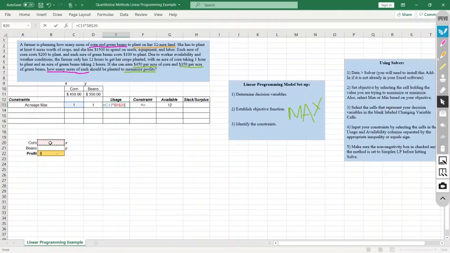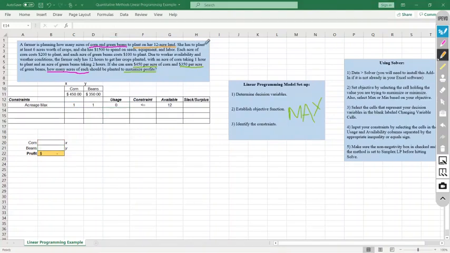So that gives me the corn usage, and then I want to do the same for beans. So I take my coefficient and I multiply it by the variable, which again I'm going to set in stone because I'm going to keep referencing B21 every time I'm talking about beans. Okay, so that is going to be my constraint formula, right, which is less than or equal to 12.